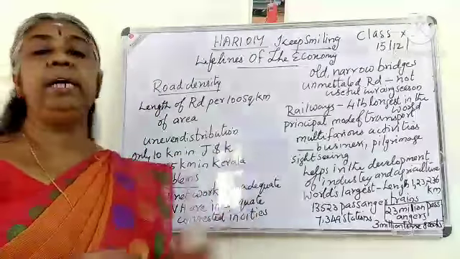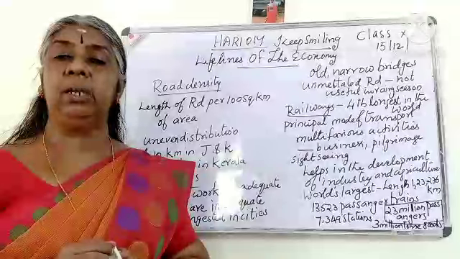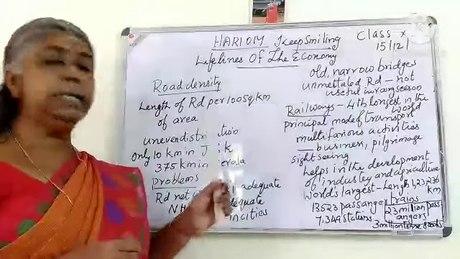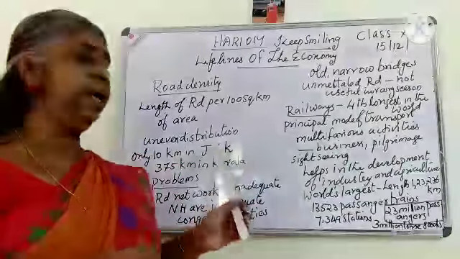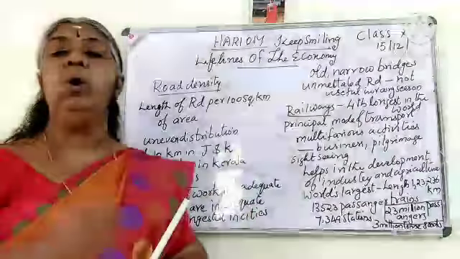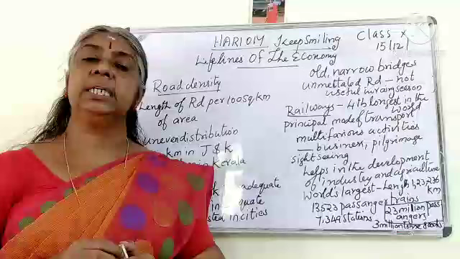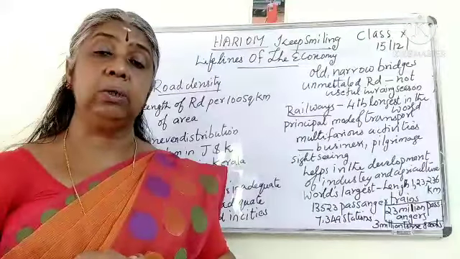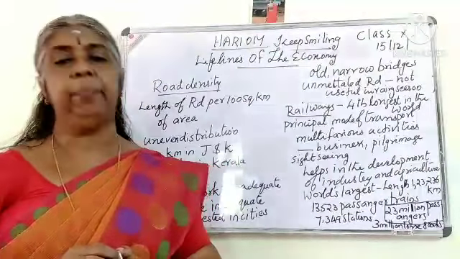In Kerala we have 375 kilometers per 100 square kilometers, while Jammu and Kashmir have only 10 kilometers per 100 square kilometer area. So the density of roads varies from region to region according to the topography of the land. Okay. So last class we discussed the advantages of the road transportation system.